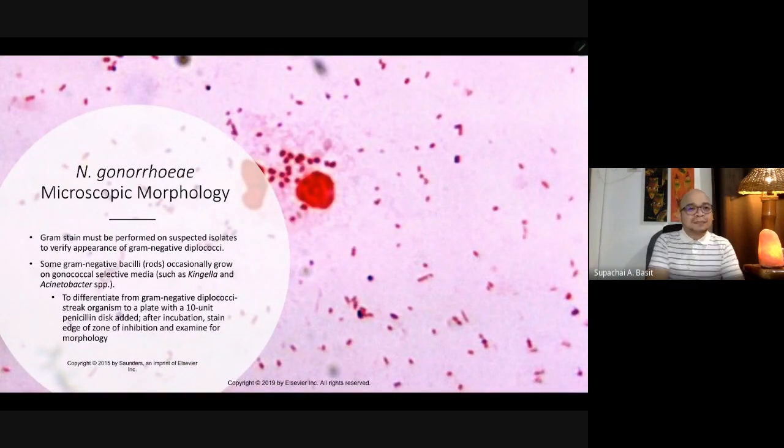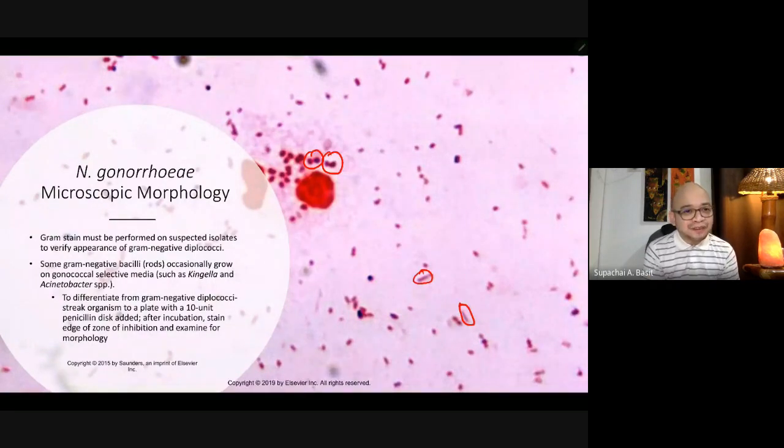Okay, so let's talk about the microscopic morphology. It says here, Gram stain must be performed on the suspected isolate to verify the presence of gram-negative diplococci. So here, very obvious that we are looking at gram-negative diplococci. Some gram-negative bacilli or rods may occur even if you are using the gonococcal selective medium, because of the possibility of Kingella here. Kingella can be present, and Acinetobacter as well.